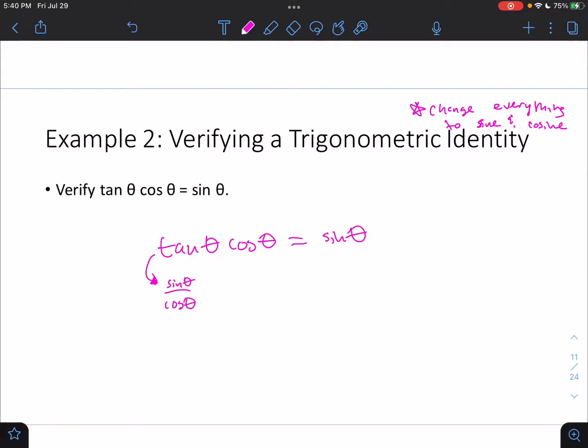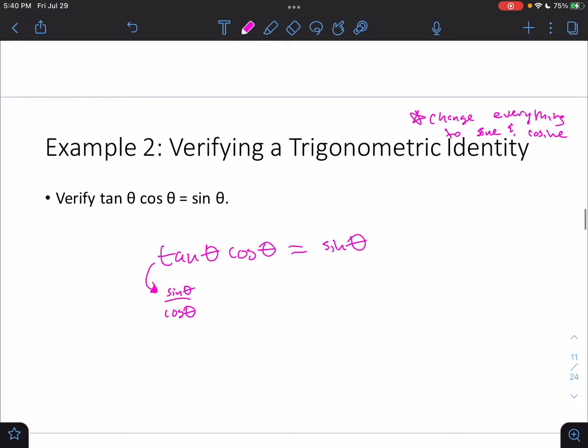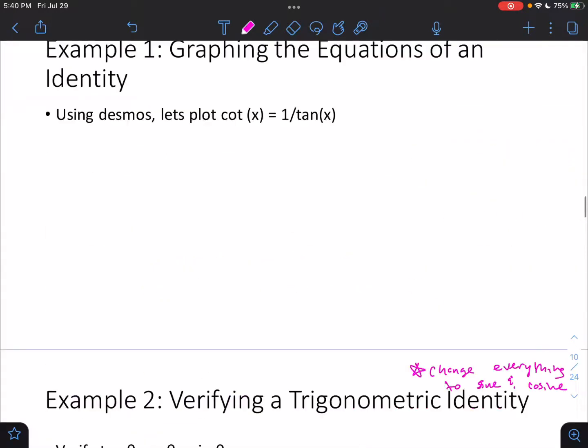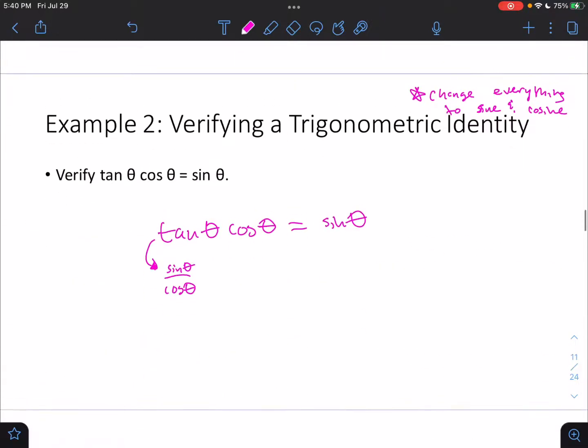And I'm highlighting the identity because there are homework problems for certain students at certain schools. That's part of their process. You have to say which identity you used. Well, I used the quotient identity. So I'll bring this down, bring down the cosine of theta.